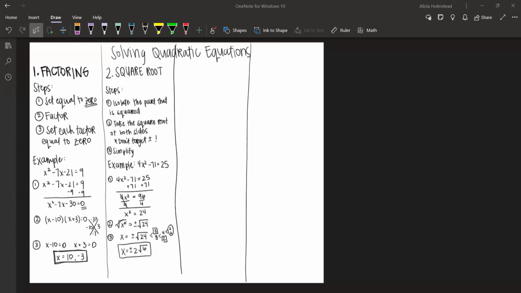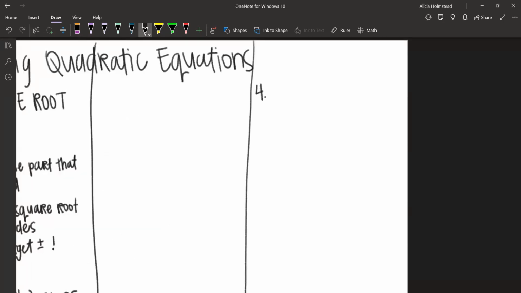All right, so I'm presenting these in the order that we did them in class. So the quadratic formula was actually the last one that we saw. So number 4 is the quadratic formula. There's kind of a lot of information to fit in this box, so do your best to write small. All right, the quadratic formula.